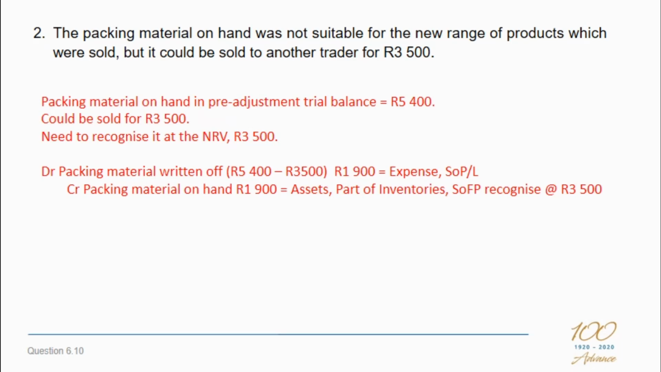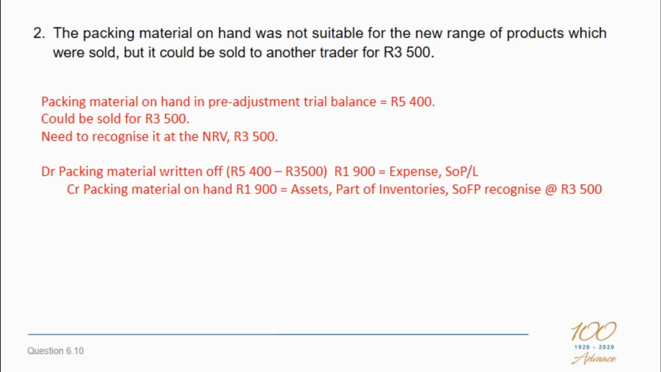Number 2, the packing material on hand was not suitable for the new range, but it could be sold to another trader for 3,500 Rand. Therefore, we need to readjust the value of our packing material. We have it in our books as 5,400 Rand, but we can actually only realize 3,500 for it. Therefore, an adjustment to the net realizable value needs to take place.